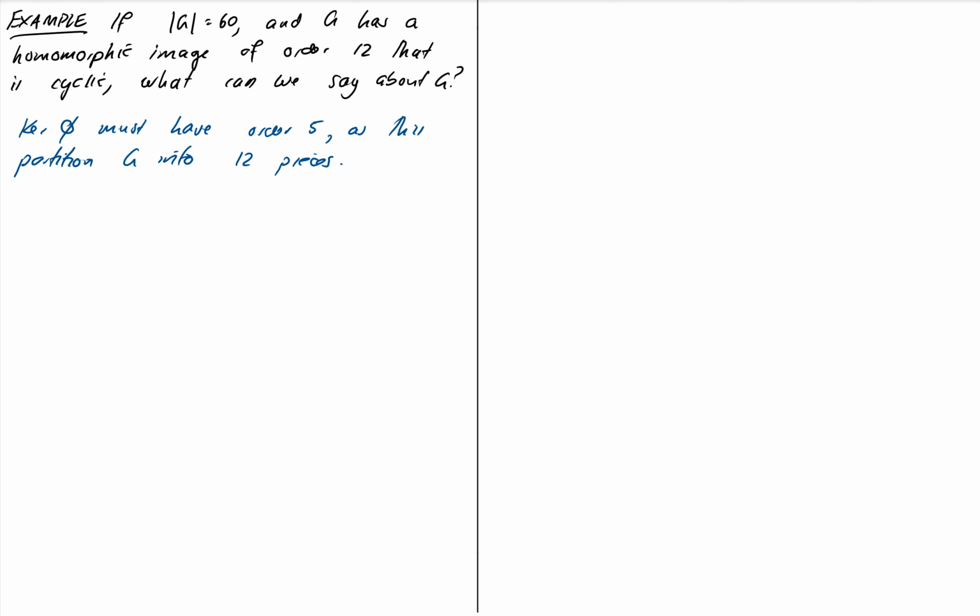Okay, so looking at our homomorphic image, it's a cyclic group of order 12. So we know a lot about cyclic groups. In particular, we know that cyclic groups are abelian, and we know what all the subgroups of it are. So let H bar be the cyclic subgroup in question.